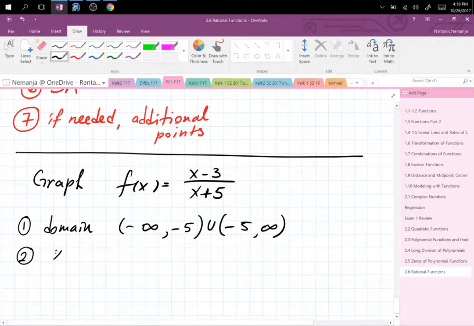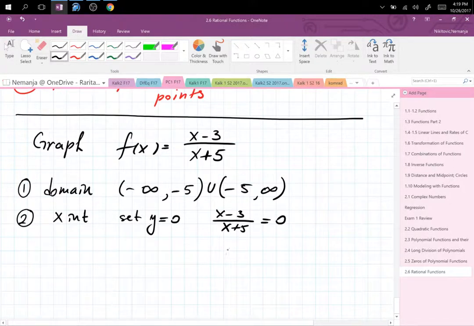Number 2, x-intercept. How do we find x-intercepts? It is a skill from algebra class. Set y equal to 0. So set the entire function equal to 0. So we have x minus 3 over x plus 5 equal to 0. When you cross multiply, you get x minus 3 equals 0, and you get x equals 3. Aha! x-intercept at (3, 0).